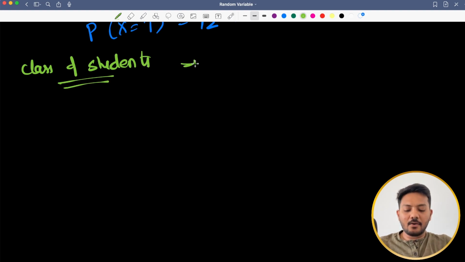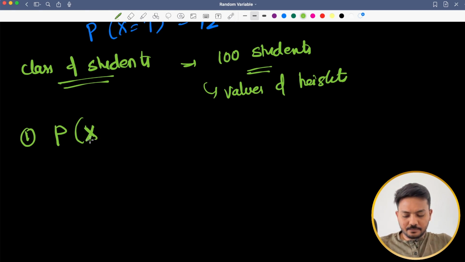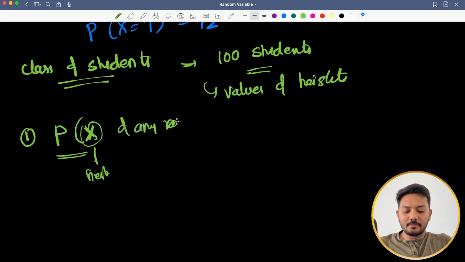Okay, let's assume I have 100 students and they have different values of heights, right? Now what I will say, probability of x, I will tell what is x. Probability of x is basically the height of any random student.